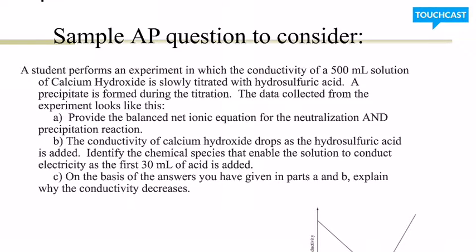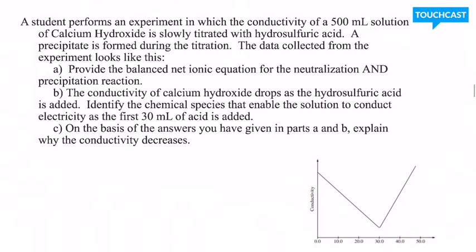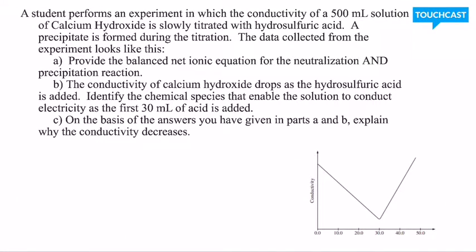What that means is that we're slowly adding some hydrosulfuric acid to a container containing calcium hydroxide. And as we slowly add that hydrosulfuric acid, we're monitoring the conductivity of the solution. A precipitate is formed during this titration. The data collected from the experiment looks like that down there. So part A wants you to provide the balanced net ionic equation for the neutralization and the precipitate reaction.